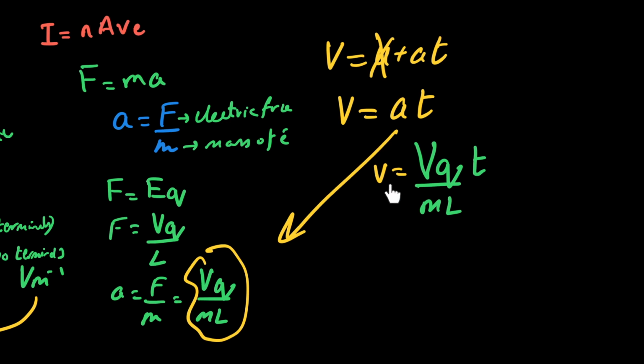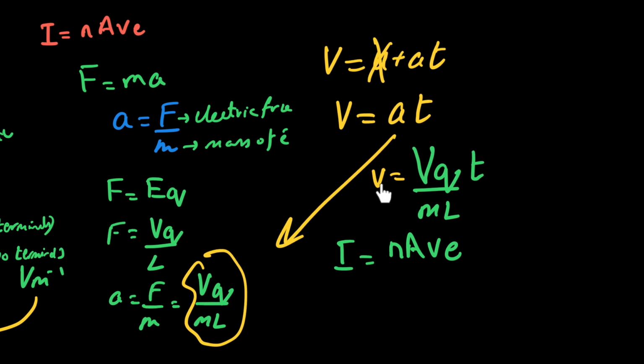So your speed, your drift velocity is VQ over ML into T. This is drift velocity, by the way, which we derived earlier in this equation, which was I is equals to NAVE or NAVQ. All right. Now, once you have this speed, which is V, you can plug it here because it's the same thing. This was the drift velocity. You pick up the drift velocity and put it here.